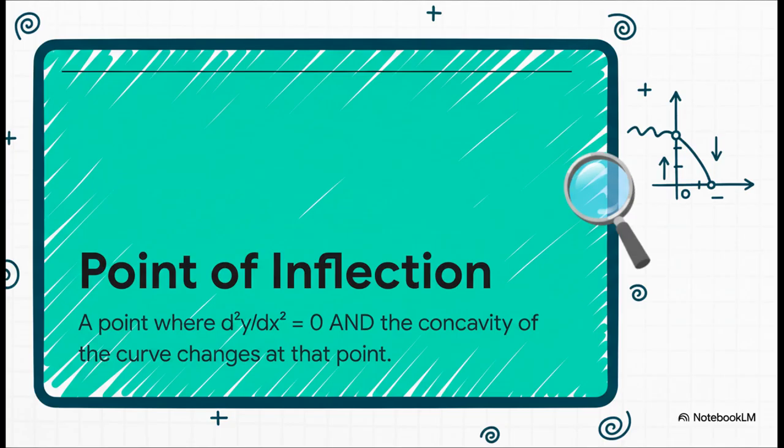That's like our initial suspect. But, and this is a big but, that's not enough. You also have to prove that the concavity actually changes there. That means the sign of the second derivative has to flip from positive to negative or from negative to positive on either side of that point. You need both. Both conditions have to be met or it's not a point of inflection, period.